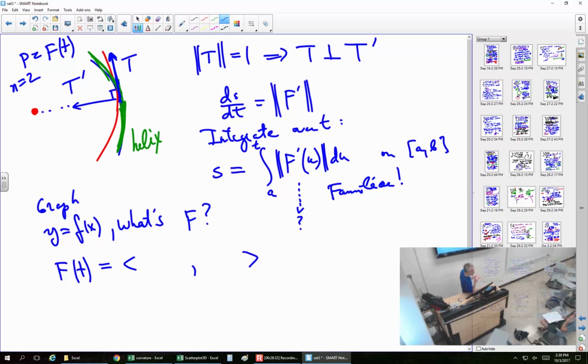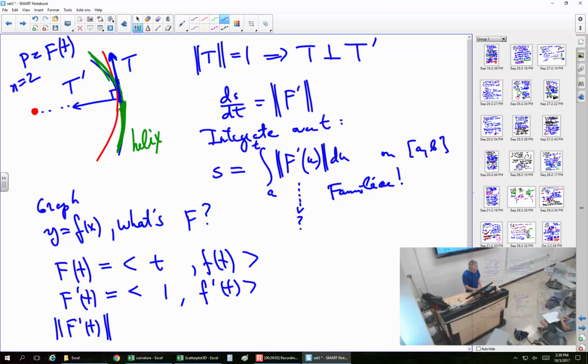How to parameterize the graph of a function? (t, f(t)). Okay, the standard way to parameterize it. So x is t. That's the simplest choice. Now f prime is easy: (1, f'(t)). The magnitude of that is the square root of 1 squared plus f prime of t squared.